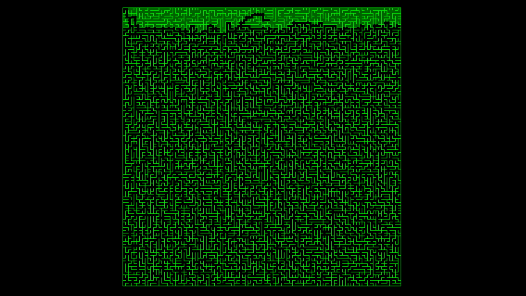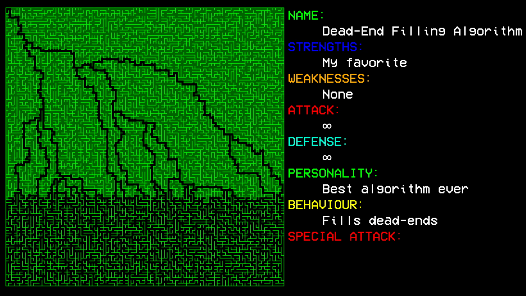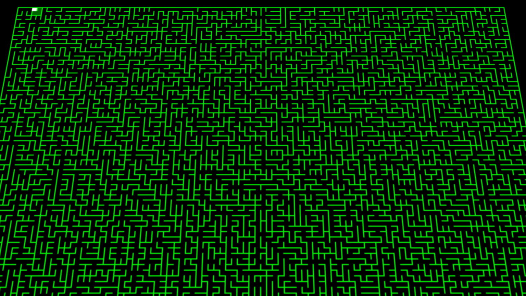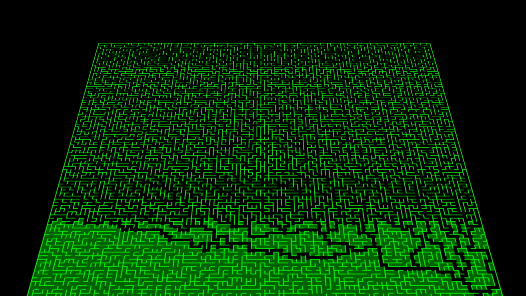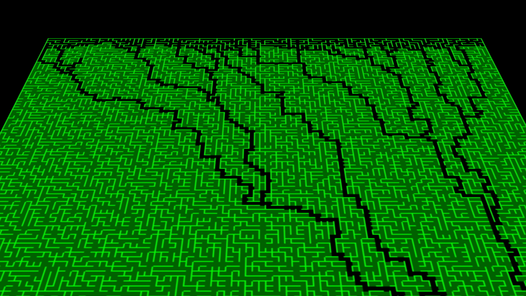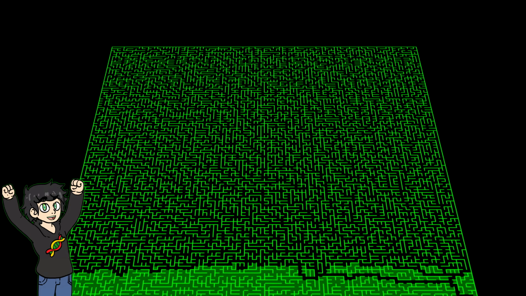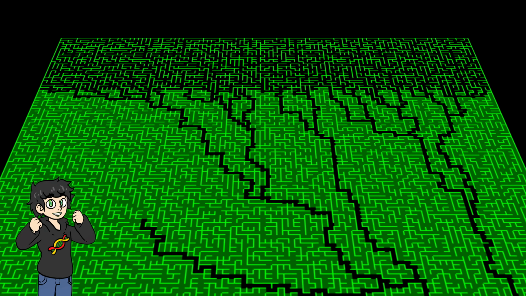Then we have my favorite maze solving algorithm, the dead end filling algorithm. It works by basically just filling out dead ends until the only possible solution is revealed. And it might not be the most effective since it has to go through virtually every single cell in the maze, but it's my favorite because it just looks so freaking cool. Just look at that, it's so cool.